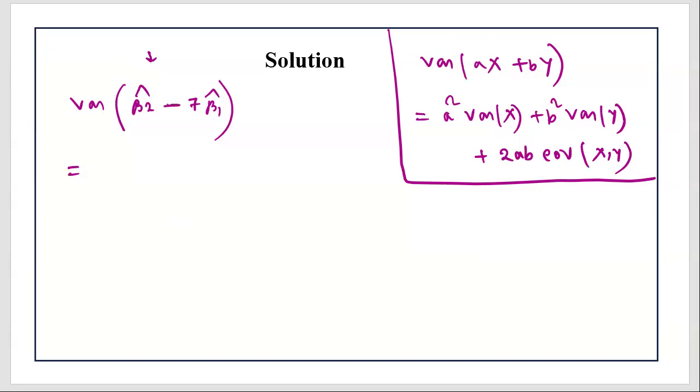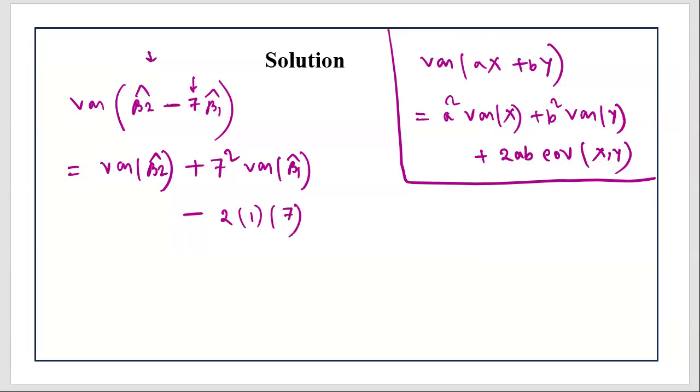Here we have only minus instead of plus, so the formula will be this. Variance of beta 2 cap plus 7 square variance of beta 1 cap. You will square this thing, so if you square this, the minus will also be plus. So plus of minus 7 square will be plus 7 square. Then minus 2ab, so 2a and then b is this, 2ab and then covariance of beta 1 cap, beta 2 cap. Right? So this will be the formula.